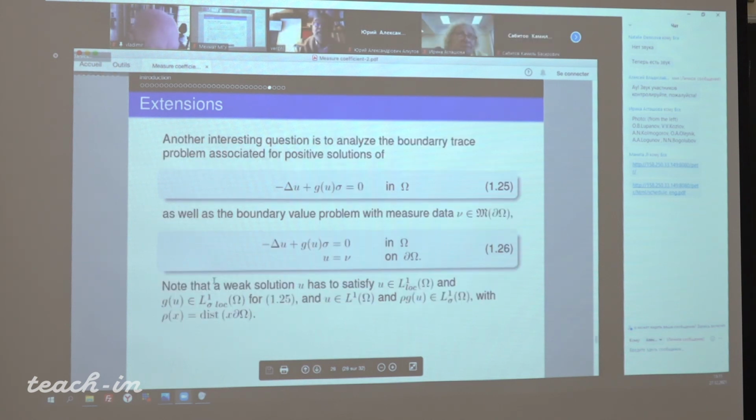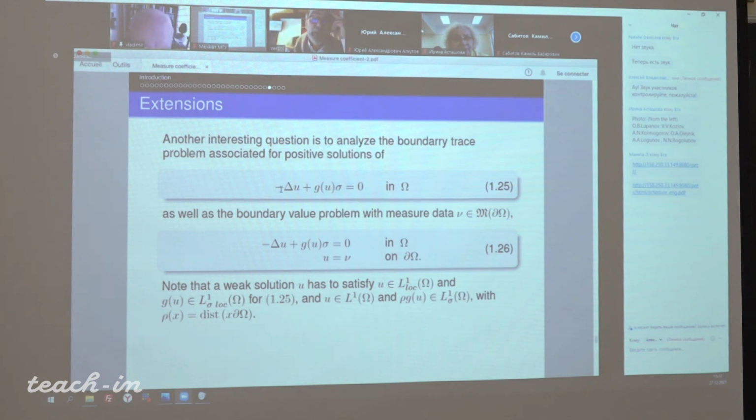And I would like to finish with a little question, about analyzing the notion of trace associated to a solution, a positive solution of this type of equation. So what is a trace? It is a question of boundary trace.